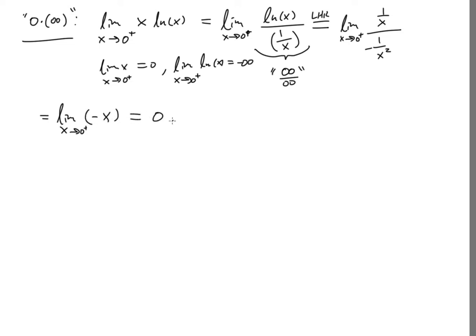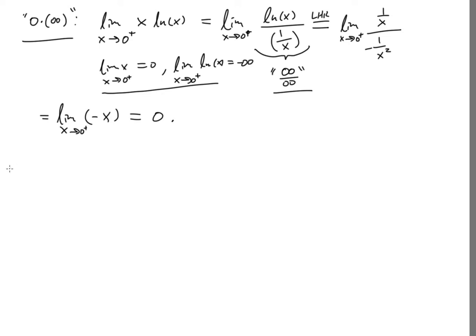Now we have to simplify, and this is clearly going to be negative x after we do the simplification, and the answer is 0. So we were able to compute this one fairly straightforwardly using L'Hopital's rule, but we had to do an algebraic trick in order to get it into an infinity over infinity form to make it work.